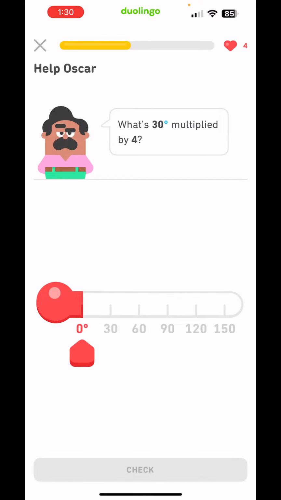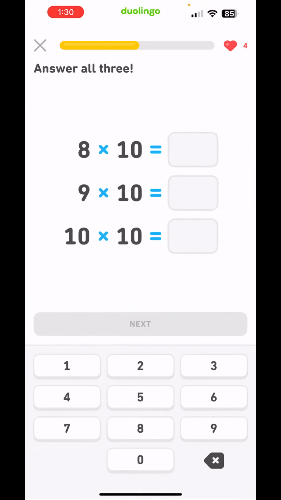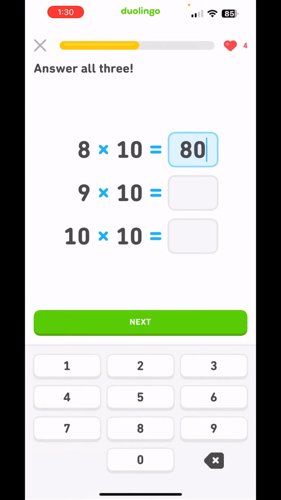Anyway, what is 30 degrees multiplied by 4? So we have 30 times 4. 4 times 3 is 12. Add the 0. So that would be 120 degrees. Let's bring this thermometer all the way up. And there you go. Now, answer all three. 8 times 10 is 80. 9 times 10 is 90. And 10 times 10 is 100.